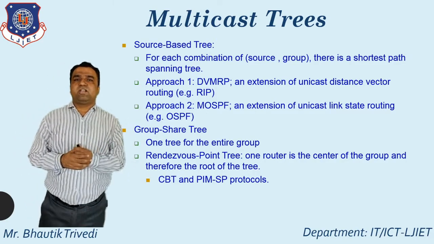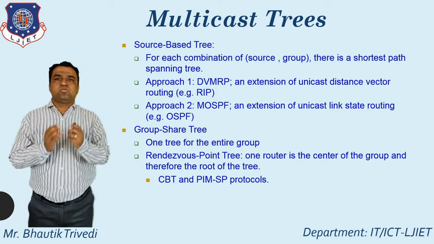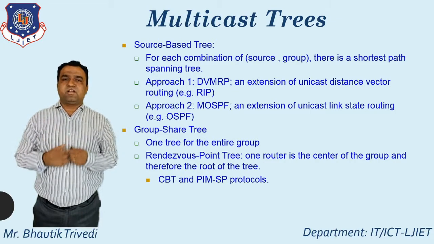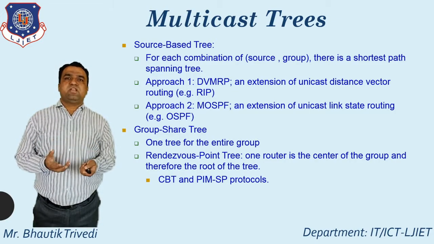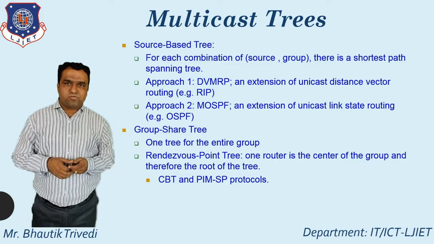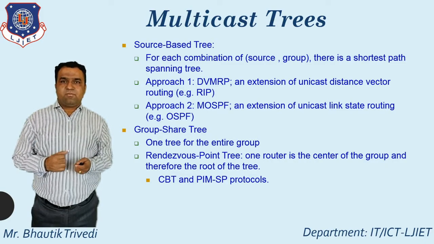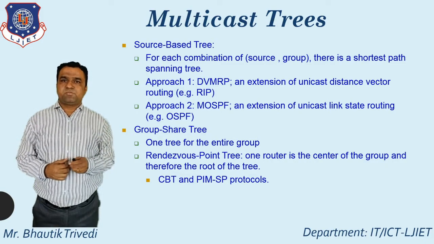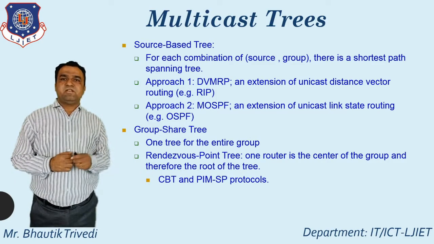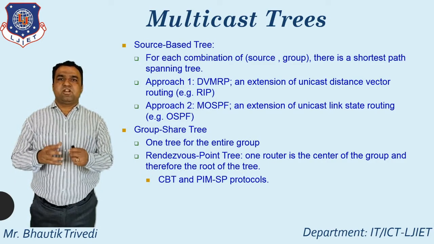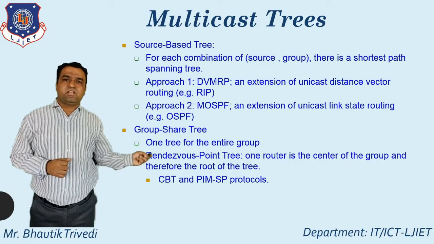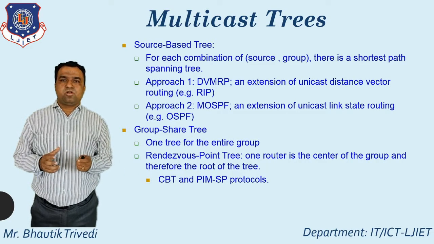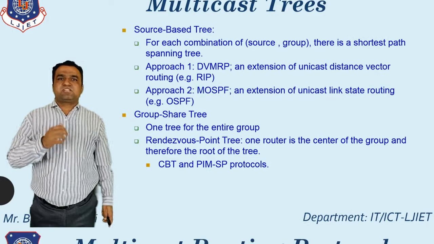So up to this point in the discussion, if I want to use a multicast routing protocol, there are mainly three to four protocols for that. One is DVMRP, second is MOSPF, third is CBT, and again I repeat the name, that is known as core based tree, and fourth is PIM, protocol independent multicast. So let's start with this.